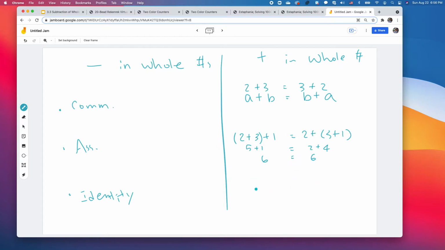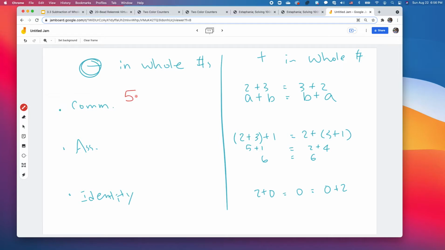In addition, identity: 2 plus 0 is 2, or 0 plus 2 is also 2. So when you're adding 0, you get yourself. That's identity in addition. Now let's go back to subtraction. When you are in subtraction, does the commutative property work?